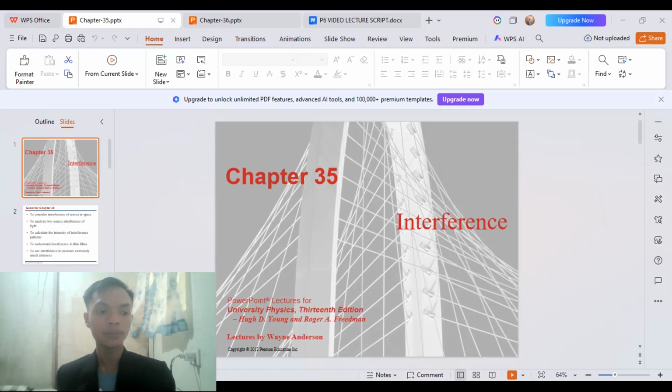We were able to determine interference of waves in space, and analyze two-source interference of light. We were able to calculate intensity patterns, study thin film interference, and then apply interference in precision measurement. All those subtopics build toward mastering how light behaves as a wave, which is the core foundation for optics and modern physics.